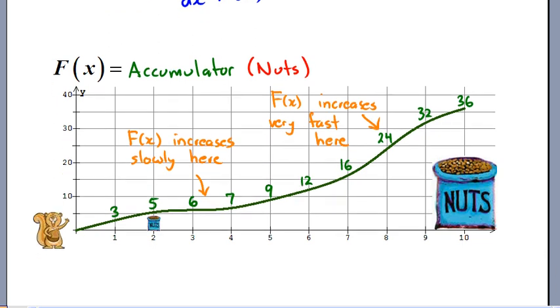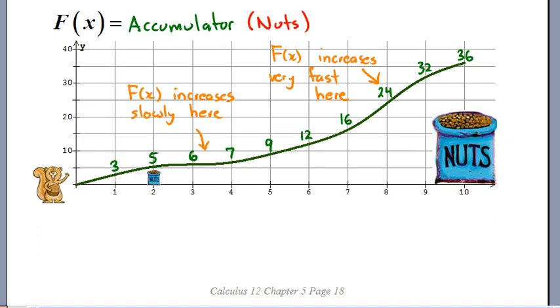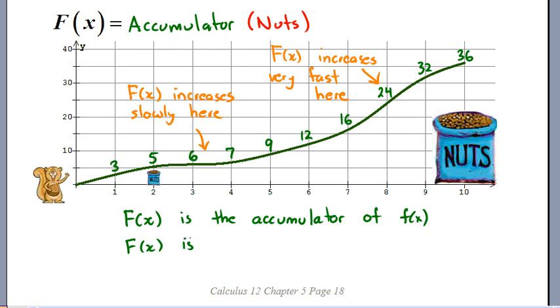So, a thought about what's happening here. It looks like capital F of x is the accumulator of little f of x. And we find those values by doing an antiderivative.